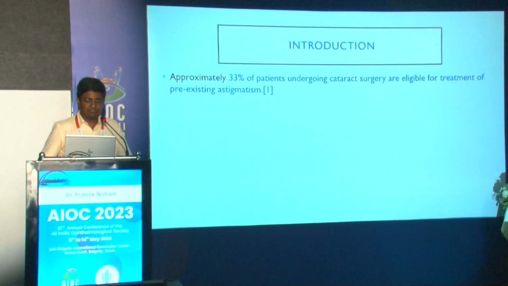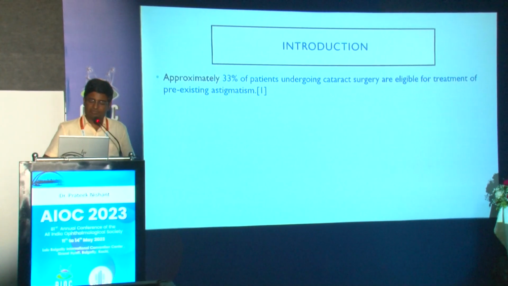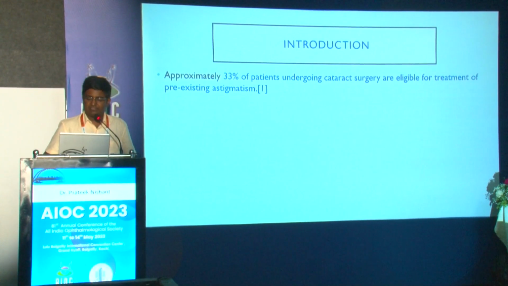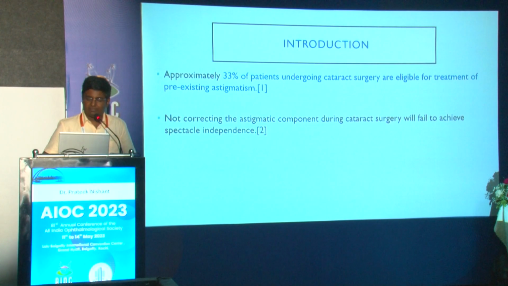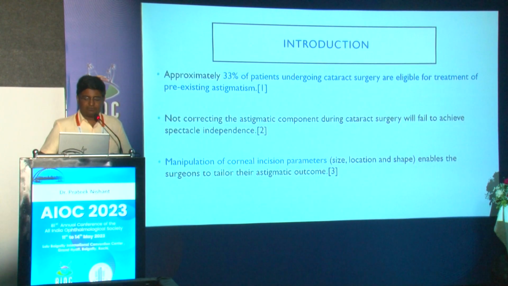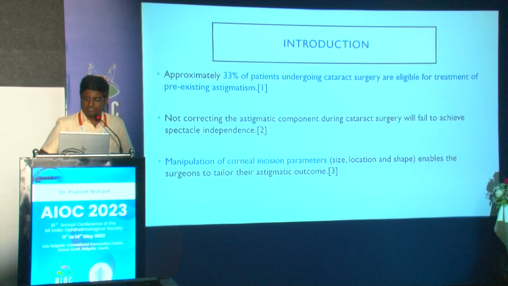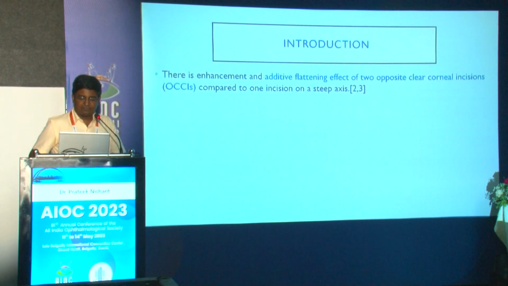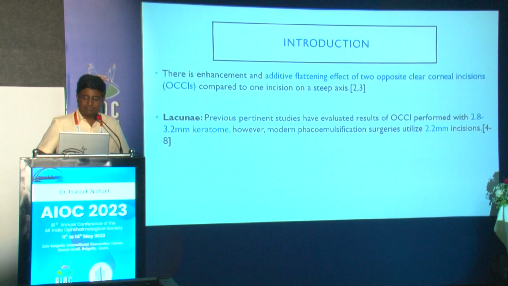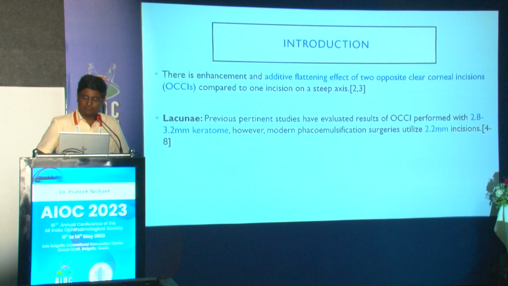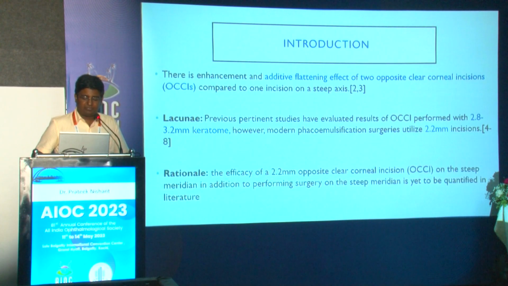Approximately 33% of patients undergoing cataract surgery are eligible for treatment of pre-existing astigmatism, and this is important to achieve spectacle independence. This is possible by manipulation of corneal incision parameters, not only the size, location, and shape, but also the number. There is an enhancement or flattening effect of two opposite clear corneal incisions as compared to a single incision. Previous studies have documented this with the use of 2.8 to 3.2 millimeter keratomes. The efficacy of 2.2 millimeter OCCIs is yet to be quantified.